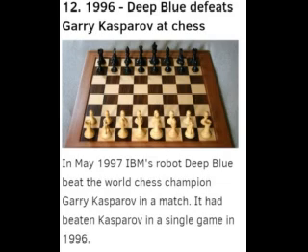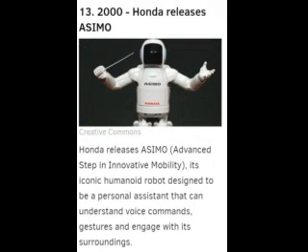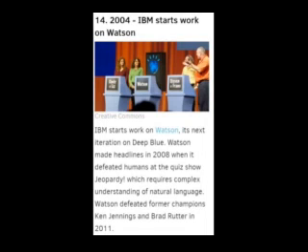Next, in 1997, IBM developed a robot called Deep Blue. It played a chess game. The opponent was Garry Kasparov. Deep Blue won the match. Next, in the year 2000, Honda, a company, released the Asimo robot. Asimo stands for Advanced Step in Innovative Mobility. This robot acts as a personal assistant.